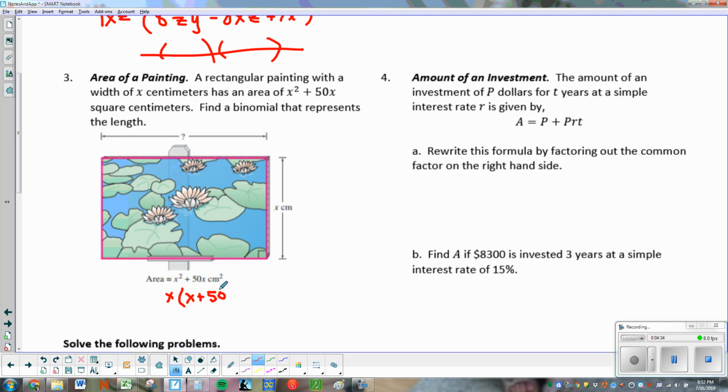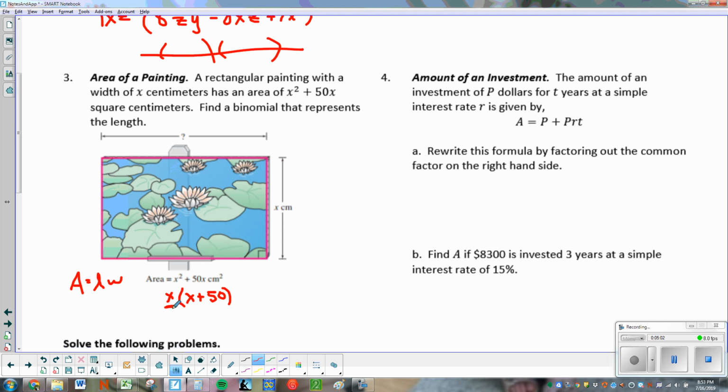And again, that's the area. And it's the area of a rectangle. And the area of a rectangle is length times width. So in order to have found that area, I would have had to take the length and multiply it by the width. Well, they tell me that the width is x. Well, that could be seen as this x right here.